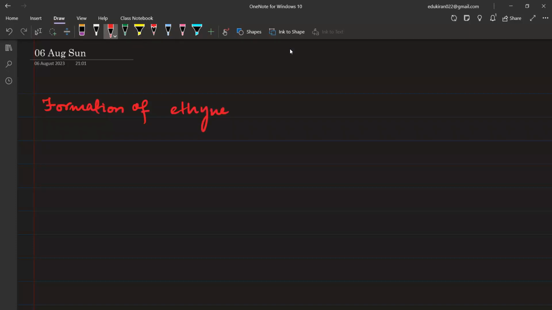Now, ethyne, as we know, we have two carbon atoms which are triply bonded, and each carbon atom has one hydrogen. Each carbon atom has one hydrogen atom.